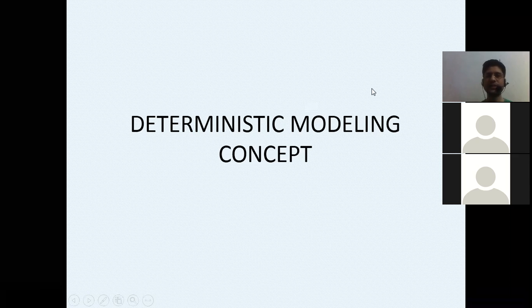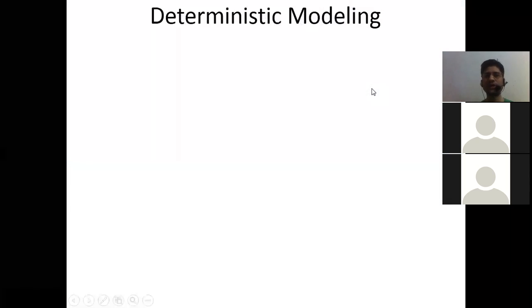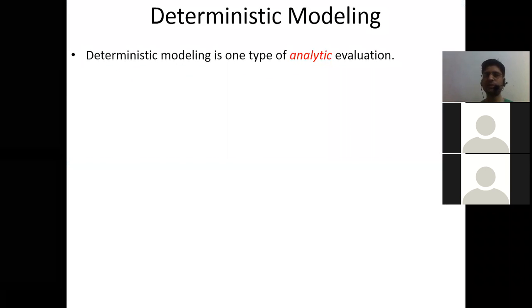Okay, so let's start the deterministic modeling concept. What is deterministic modeling? Deterministic modeling is one type of analytic evaluation. Why is it analytic evaluation?